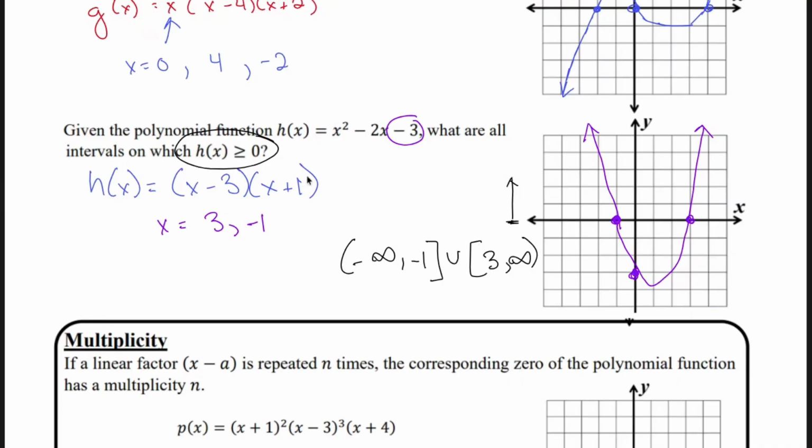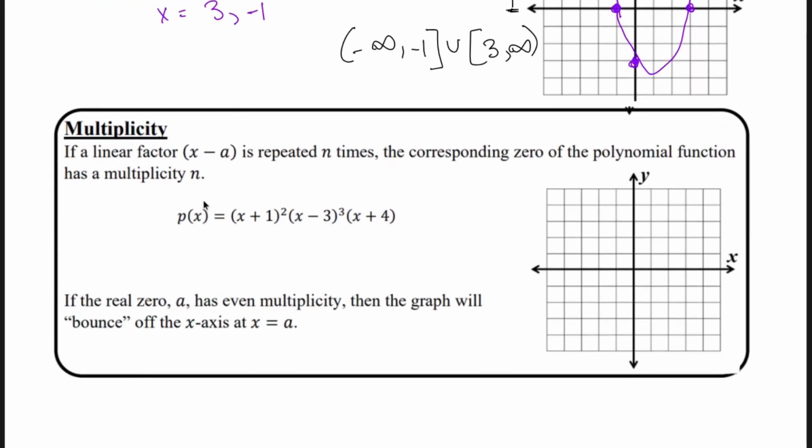Now what we didn't see is the little bumping that we saw in the previous two calculator problems. That's what's going to happen here. If a linear factor x minus a is repeated n times, the corresponding zero of that polynomial has a multiplicity of n. So you would say we have three zeros. We have x equals negative 1, with multiplicity 2. We have x equals 3, with multiplicity 3. And we have x equals negative 4, with multiplicity 1, which we don't even need to bother saying.